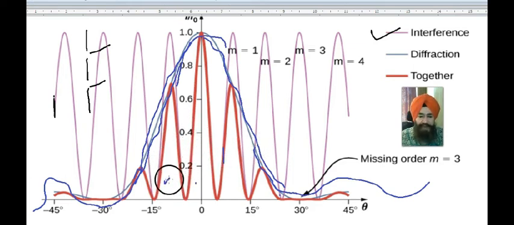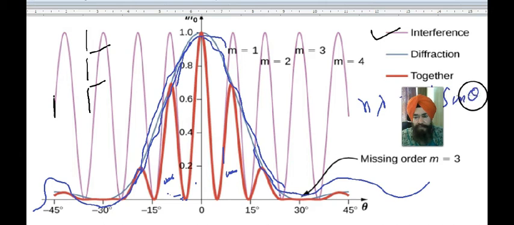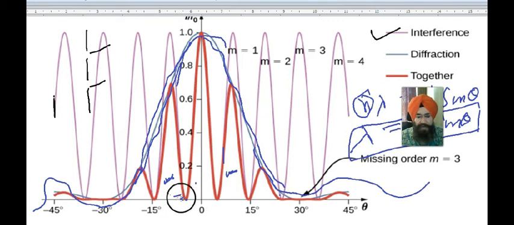So if this is the first secondary maxima, and this is again the first secondary maxima, what is the condition for first secondary maxima? It is n lambda equals d sine theta. For first secondary maxima, n equals 1. So lambda equals d sine theta. This is the formula for the first secondary maxima from the central maxima.